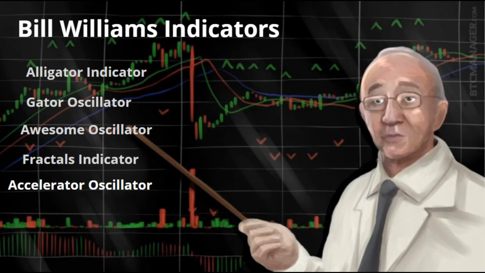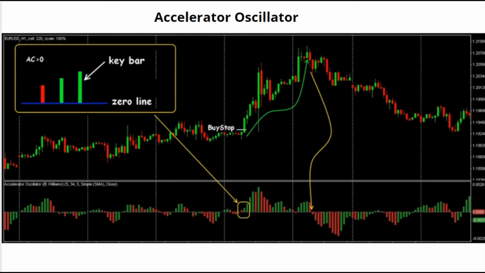Also, Accelerator Oscillator. It is calculated using the Awesome Oscillator as a starting point. Its value is the level of the Awesome Oscillator minus a 5-period moving average of the Awesome Oscillator. The Accelerator Oscillator is intended to operate as a kind of early warning signal of upcoming changes in the market momentum.